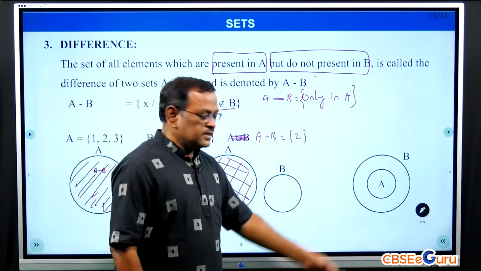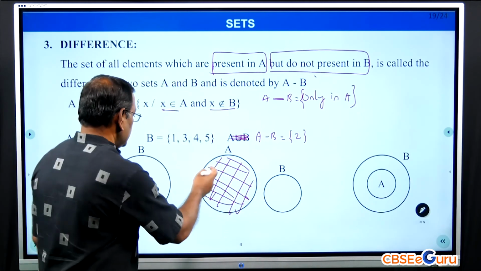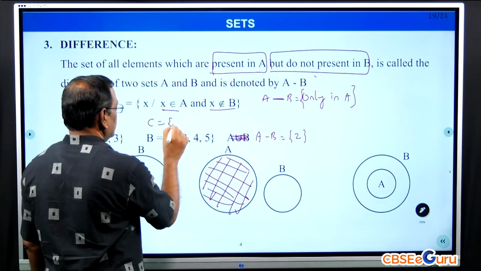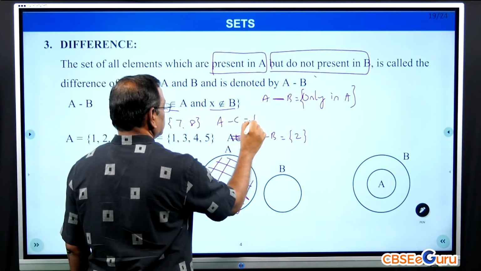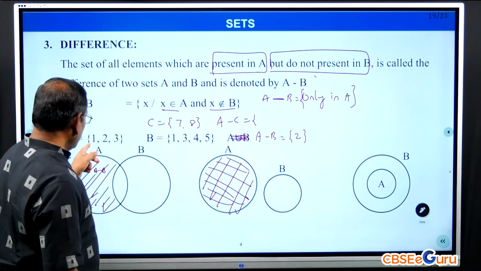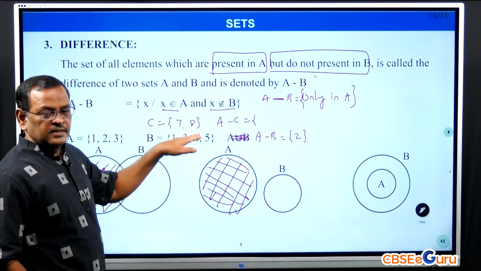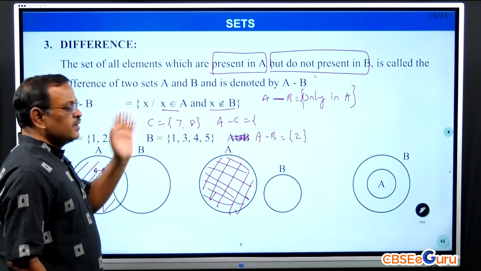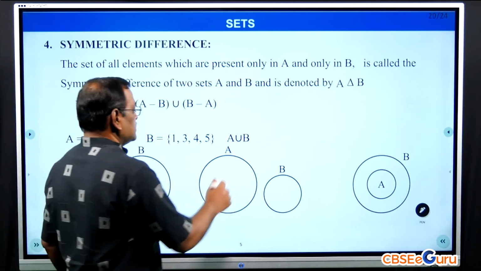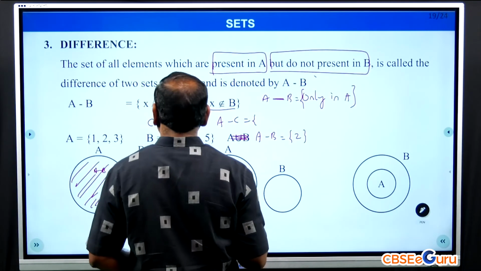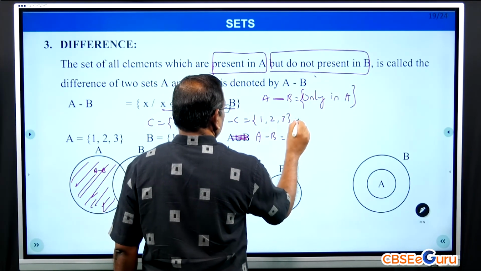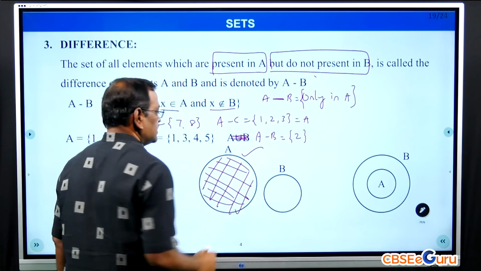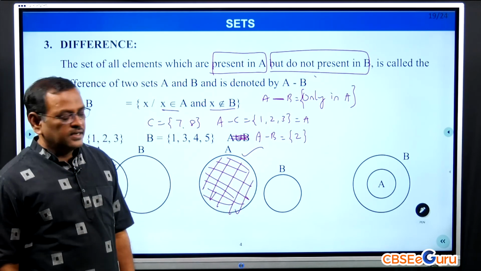What about third case? But before that, what is C equal to? 7, 8. What is A minus C? Elements belongs to first set but do not present in second. 1, 2, 3 not present in C and hence the elements are 1, 2, 3, and that is nothing but A. Yes, and hence A is shaded.